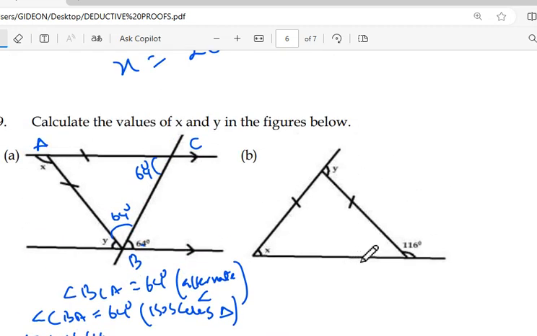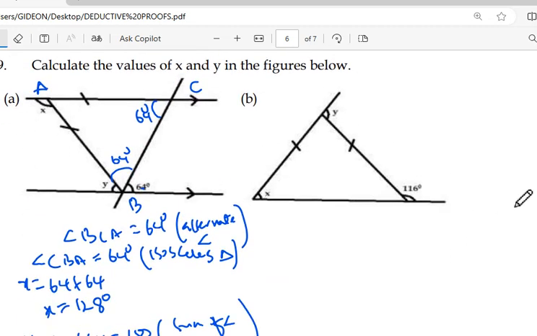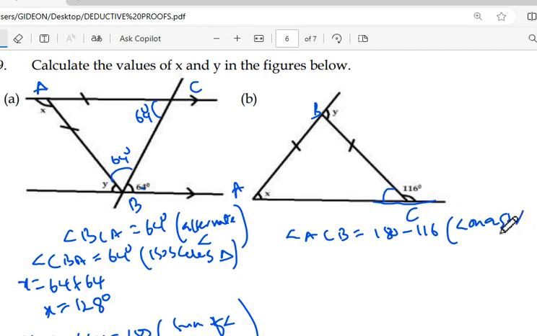Now let's solve this. This one says the value of x and y. Now the value of x here is, now this is a straight line. This is a straight line. This is 116. Let's label it. Let's call this A. Let's call this B. Let's call this C. So if this is 116, so angle ACB is equal to 180 minus 116, angle on a straight line, which is equal to 64 degrees. So this angle is 64.